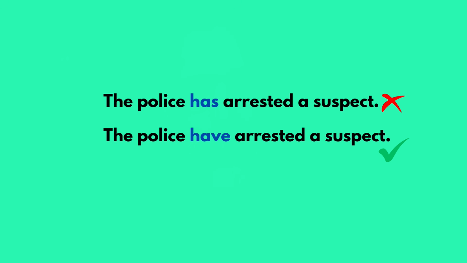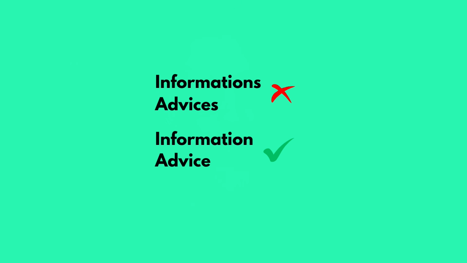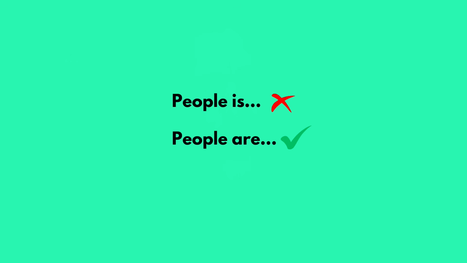So the police have. And of course, we have the issue of countable and uncountable nouns. So of course, we'd say information, not informations, and advice, not advices. Now, I know you're screaming at the screen saying, Ben, we know this is quite basic. Yeah, but I see that mistake so often. So be very careful with uncountables. And the last one, which is very basic, but it's the most common mistake I see with my Spanish students or my Spanish speaking students in general. And it's people are, not people is. Please remember that because I've seen this mistake thousands and thousands of times.